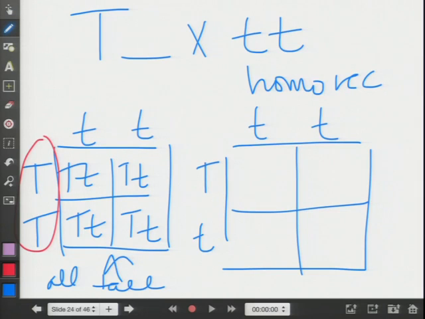Yeah, because the big T is dominant, and so you only need one allele of a dominant to look dominant. For recessive, you need both. You have to have two recessive alleles to look recessive.